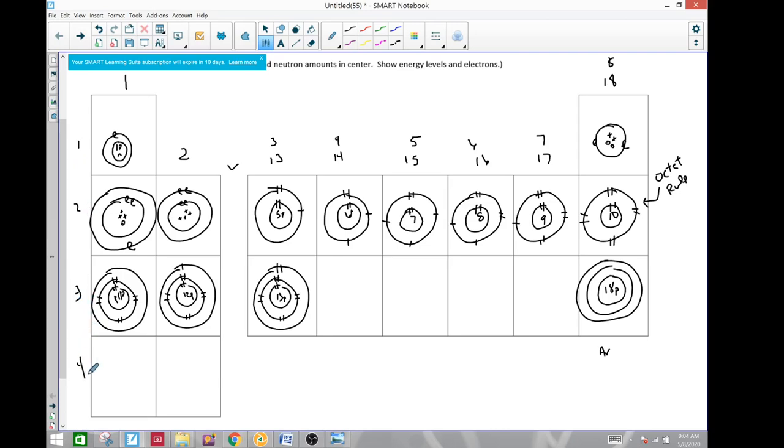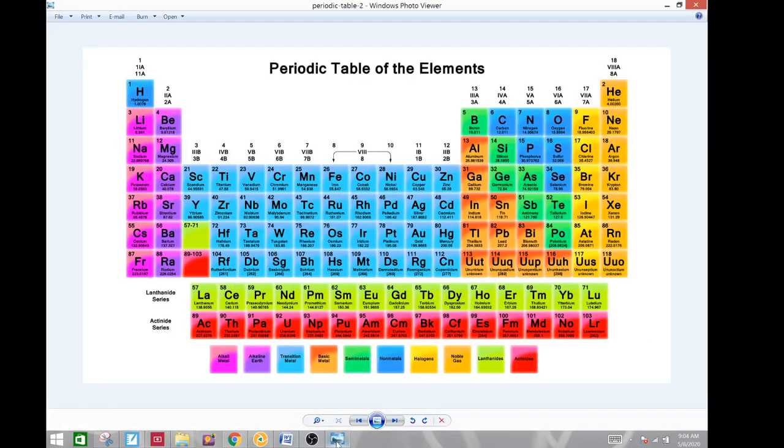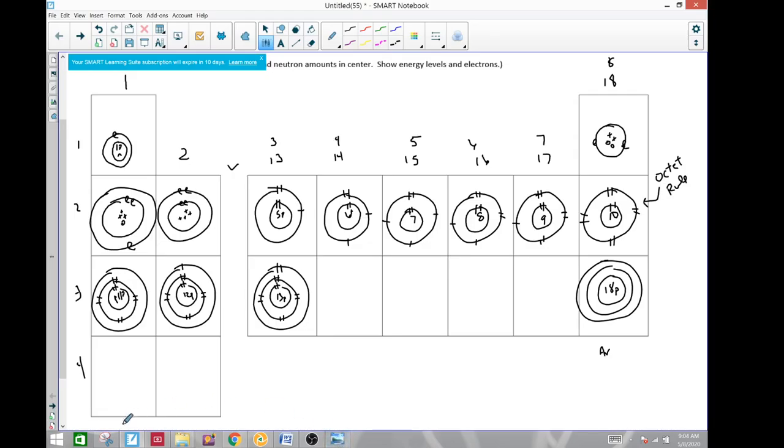And the 4th row, of course, you might know has 4 energy levels. This is going to be starting with potassium. Okay? Now potassium is going to have how many protons here? 19. So 19 positives and 19 negatives. But I got to start squeezing them in here. 1, 2, 3, and 4. We really can't contain it.